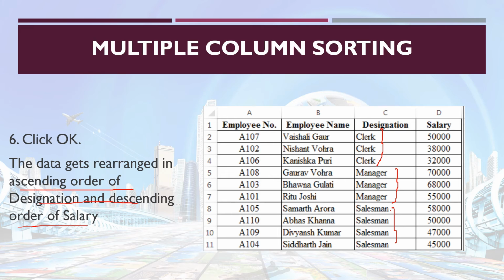See their salary. Descending order it's arranged, right? So first highest salary to lowest salary. And then here the same, right? And here also. This is how multiple column sorting works.